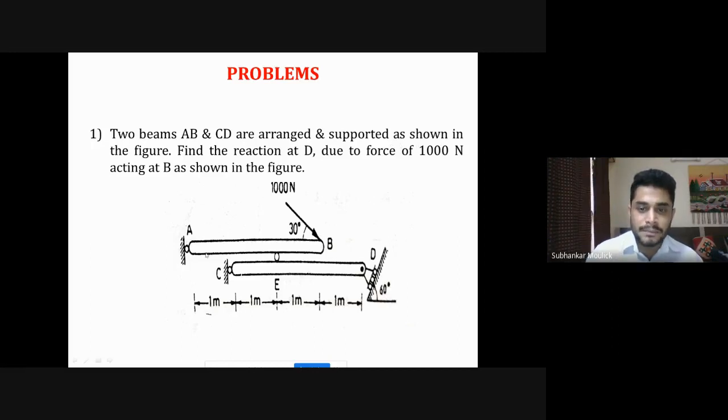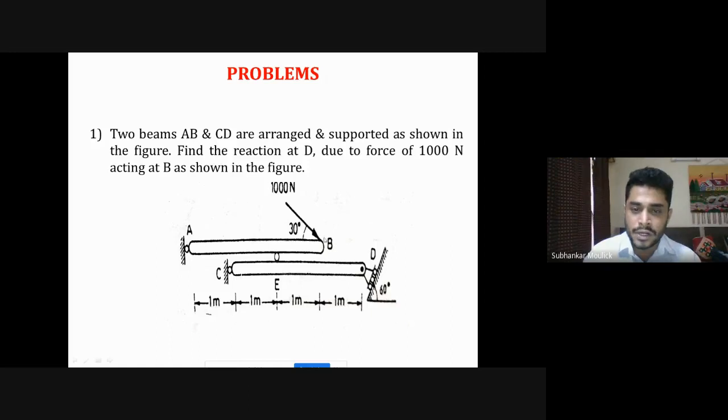See, this beam AB is supported at point A and the beam CD is supported at point D as well as at point C. And both the beams have a common support at point E. Find the reaction at D. You need to find the reaction at D. That means this support will exert a reaction at the end point of the beam D, due to the force of 1000 Newton.